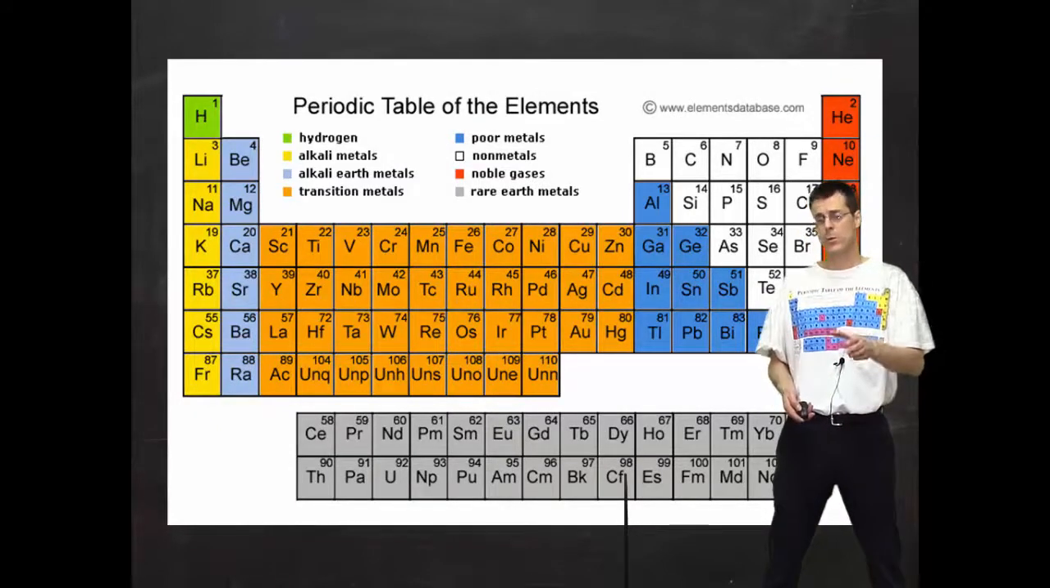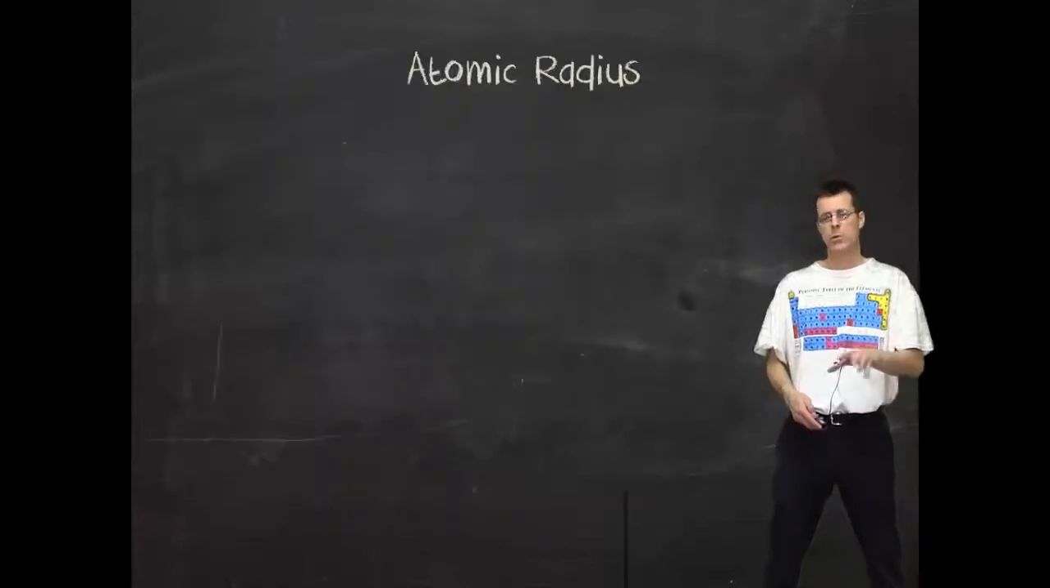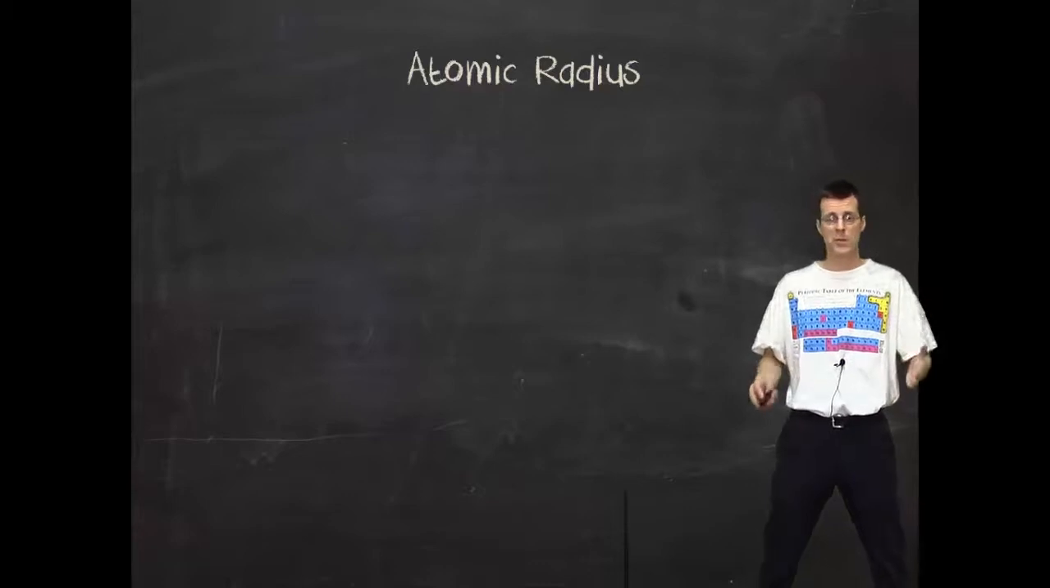Now we know that the periodic table is arranged so that elements with similar properties are in the same column, same group, same family. What does it mean to have similar properties? What kinds of properties are we talking about? So we're going to focus on about 4 in total. And the first one is going to be the atomic radius. And that, of course, is how big is the atom.